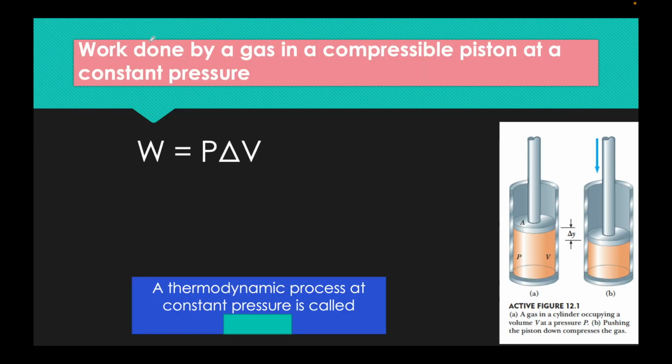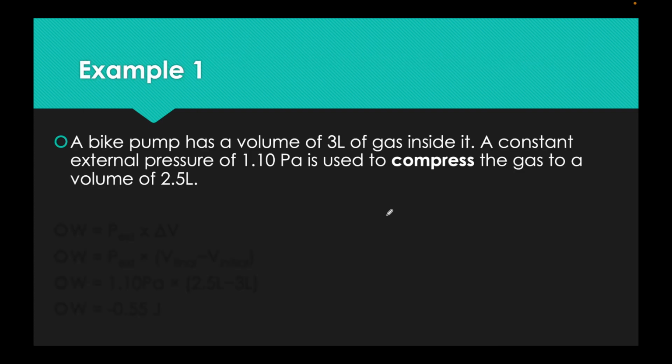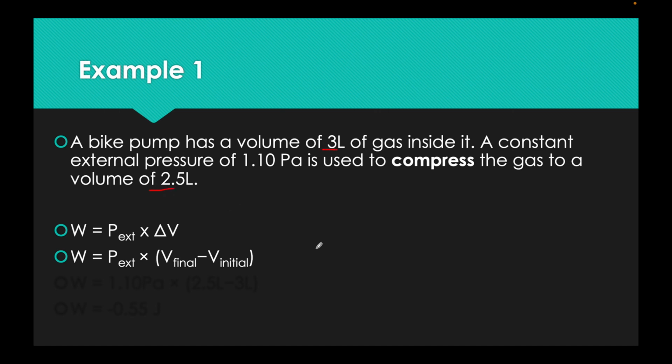Okay. Work done by a gas in a piston at constant pressure. You can find the work done simply by doing the pressure multiplied by the change in volume. A process at constant pressure is called, if you remember, isobaric. So to find the work done, we will do the pressure times the change in volume. It's two volumes: we have a final and a starting volume. So we'll put that into our formula.